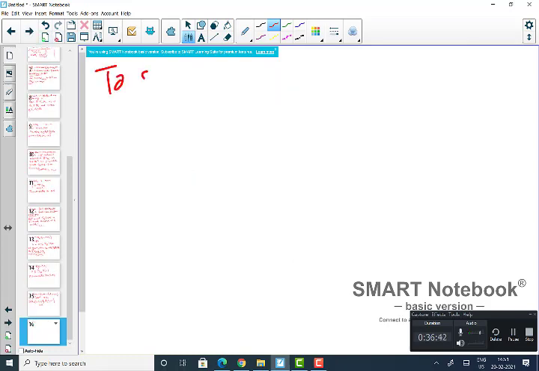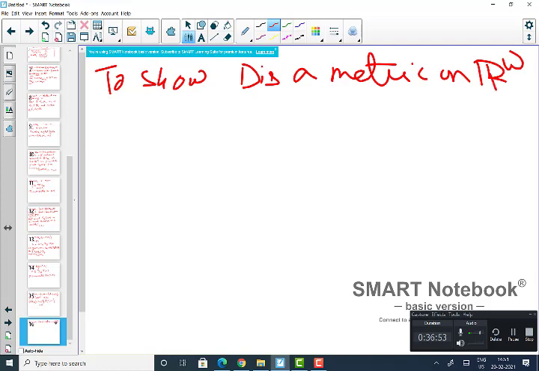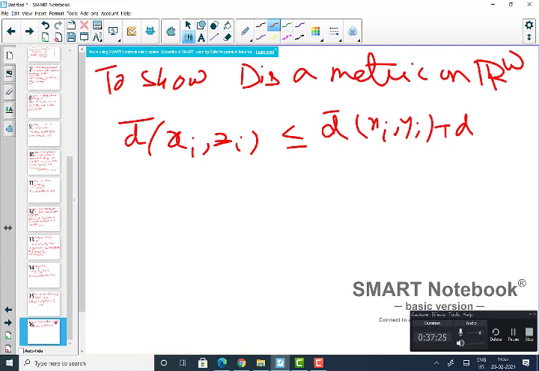To show D is a metric on this R omega, the first two properties are simple, right? It is always non-negative, and zero only when the points are equal. This is trivial. So the only interesting part is the triangle inequality. To show it, I need this property. For each component x i, y i and z i, the distance d bar of x i, z i is less than or equal to d bar of x i, y i plus d bar of y i, z i. This you have already learned, because d bar is a bounded metric, right? This was already proved in the last class, and hence you can divide by i also here.